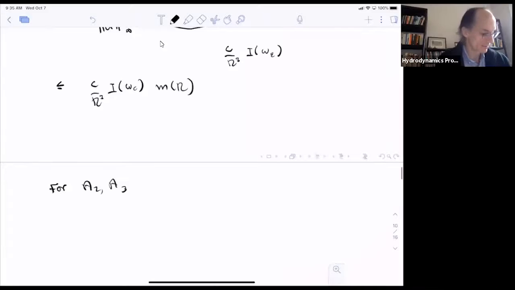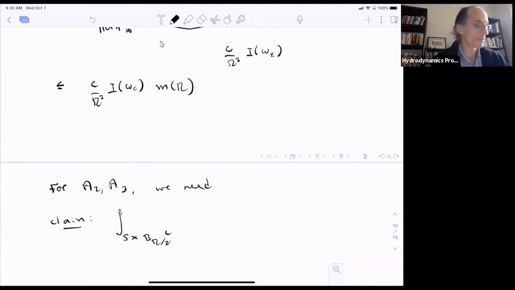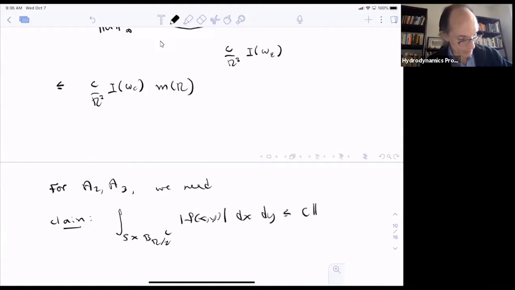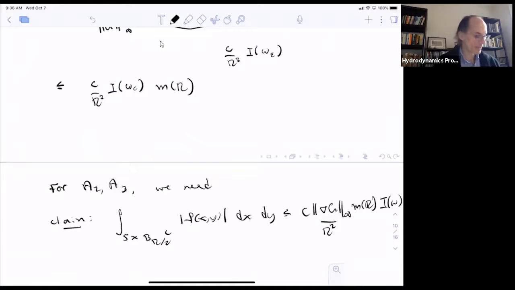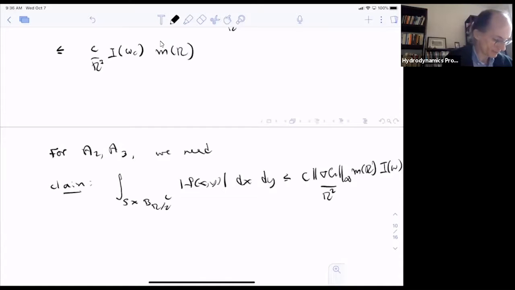Okay, so the claim is that the integral over S cross the complement of the ball of radius R over 2 of this f of x, y dx dy is bounded by the Lipschitz norm over R squared times the vorticity outside the ball of radius R times the second moment. Okay, and so this will finish the proof.